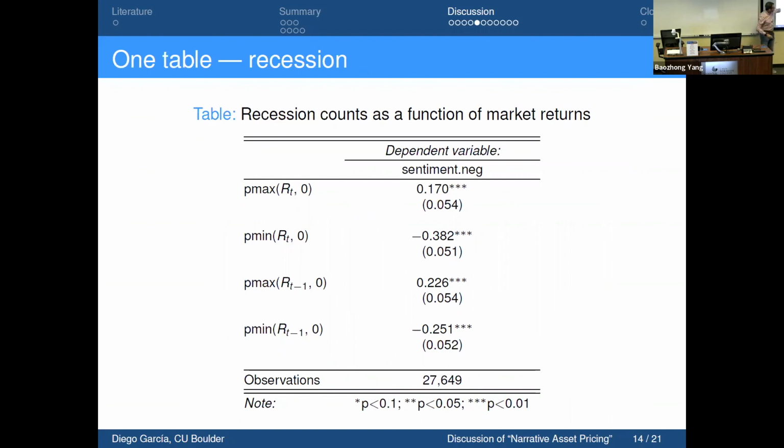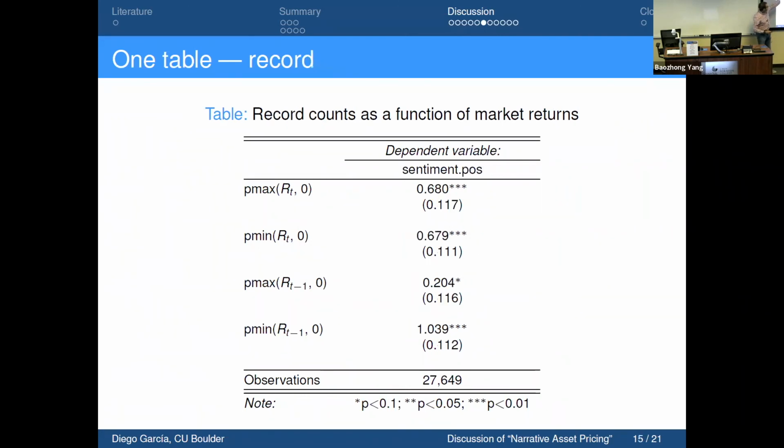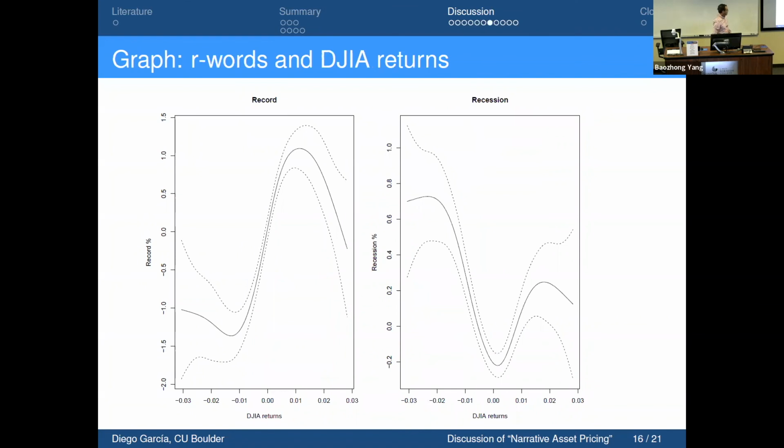The T-stats are huge. You can see that the signs flip. It's a very non-linear relationship. I'm going to try to convince you of that, and I'll show you a graph in a second. This is for recession. For record, it's a little bit different, but again, a lot of predictability. Okay, you can really predict whether you're going to say record or not just by looking at what happened to the Dow Jones Industrial Average that day. This is what the graph looks like for record.